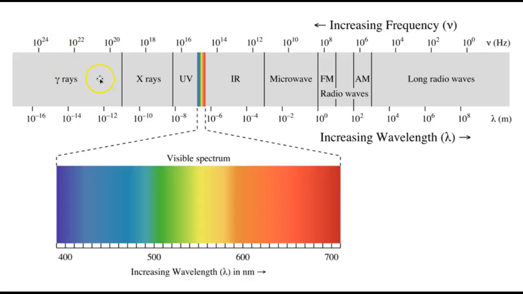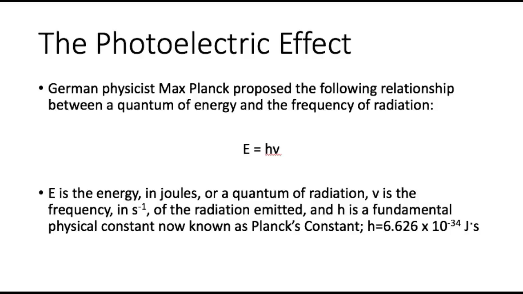So we've got gamma rays, X-rays, ultraviolet light, this tiny sliver right here, which is the visible light spectrum, infrared, microwave, FM and AM radio waves, and then long radio waves. So this is all talking about radiation and particles and how they move like waves. So we're going to talk a little more about the photoelectric effect.